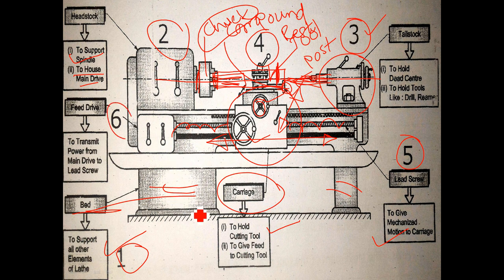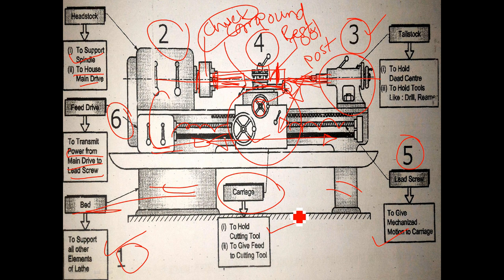Next part is the feed drive. This one transmits the power from the main drive to the lead screw. So from the drive to this lead screw, it transmits the power. So that is the feed drive. These are a few major parts of the lathe machine, which are required for MCQ points to understand the function of each element of the lathe machine.